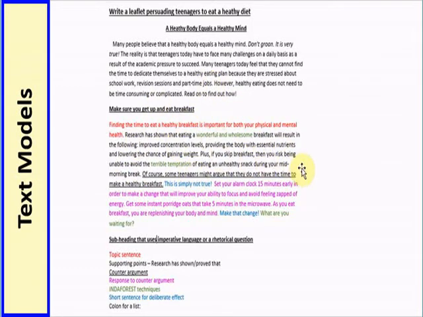"Plus, if you skip breakfast, you risk being unable to avoid the terrible temptation of eating an unhealthy snack during your mid-morning break." Okay, so 2 things there. First, "terrible temptation" is emotive language. Temptation is something that's bad. Terrible is something that's bad. Secondly, you've got alliteration there, just to really highlight that idea of terrible temptation.